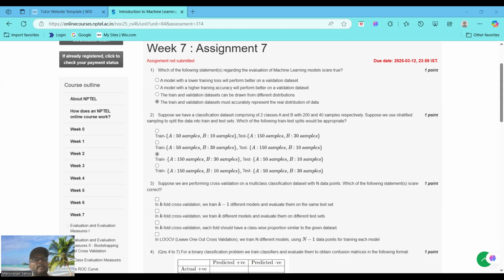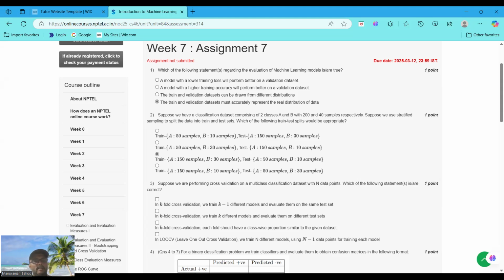What happened in case of C? That is 180 samples. Test is 60 samples. The ratio in the train is 150 to 30, that is equal to 5 to 1. And test is 5 to 1. So the total is 200, B is 40. Correct counts and ratios.